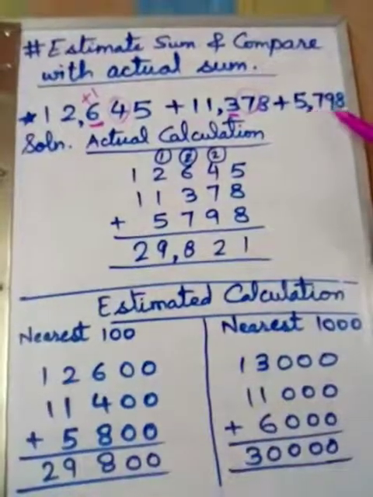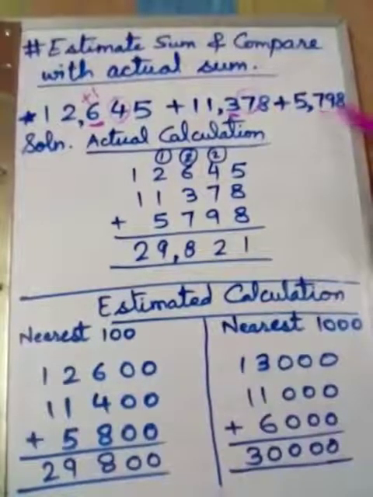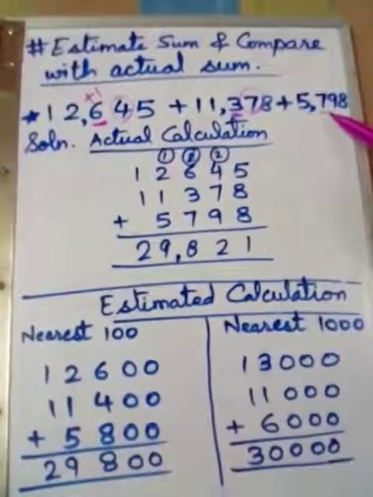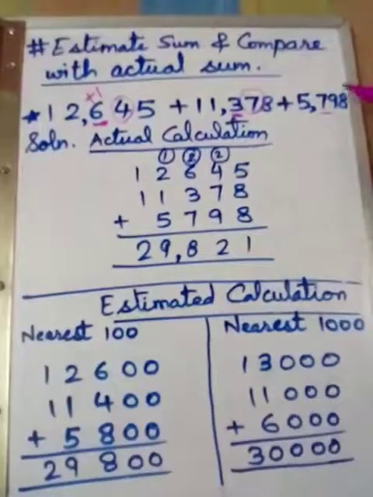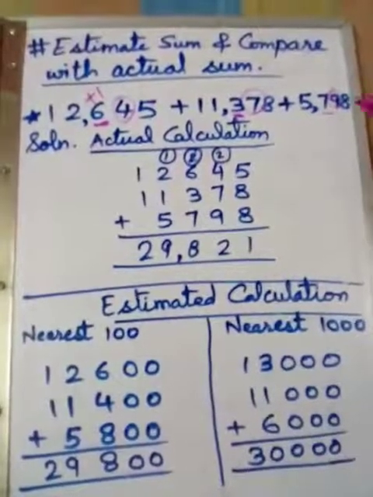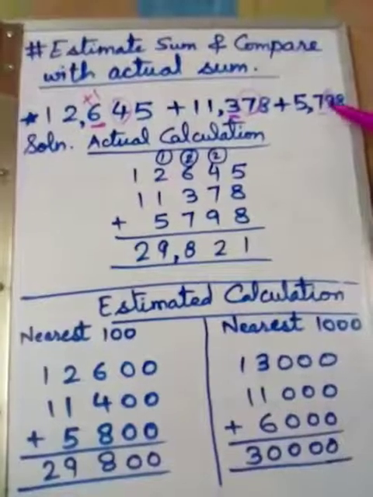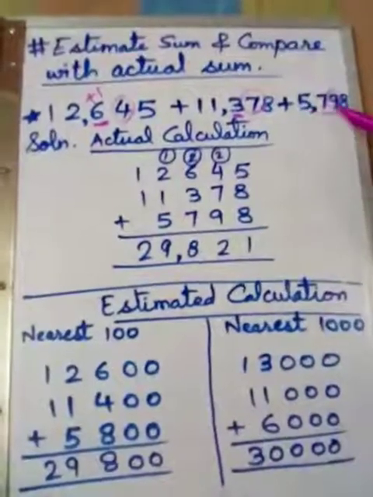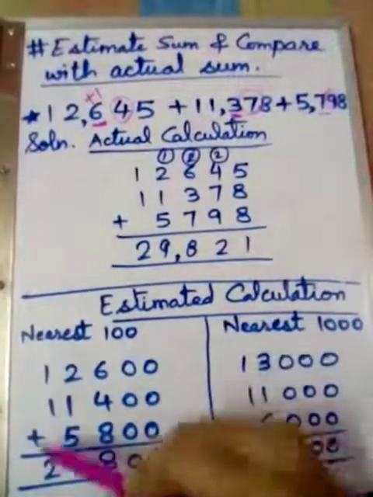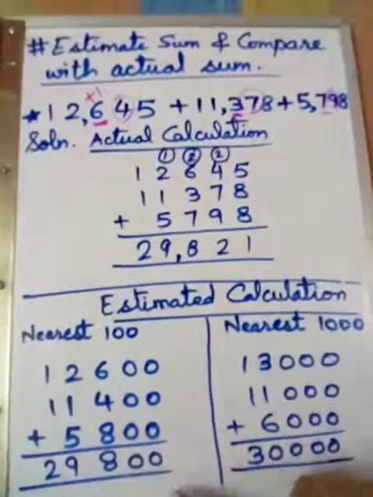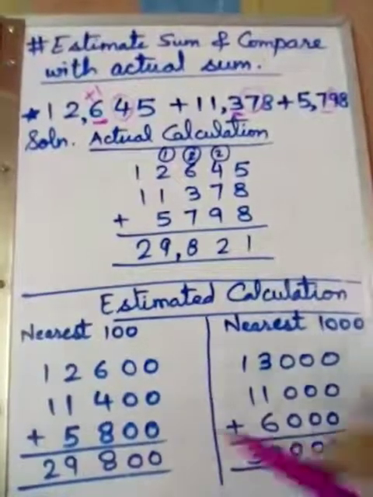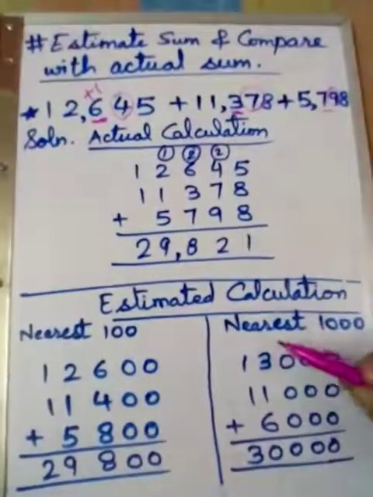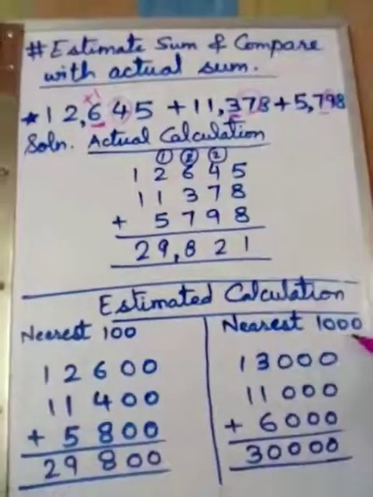Moving to next, 5,798. Rounding off to 100, underline the rounding off digit place and check the previous digit. It is 9, more than 5, so it will turn as 8. 5,800. See, I have written. I got the sum as 29,800. Right? Now, if the same addends are estimated to the nearest 1000, what will happen?